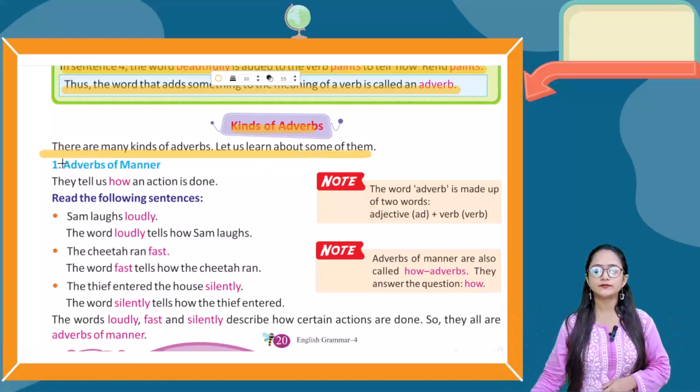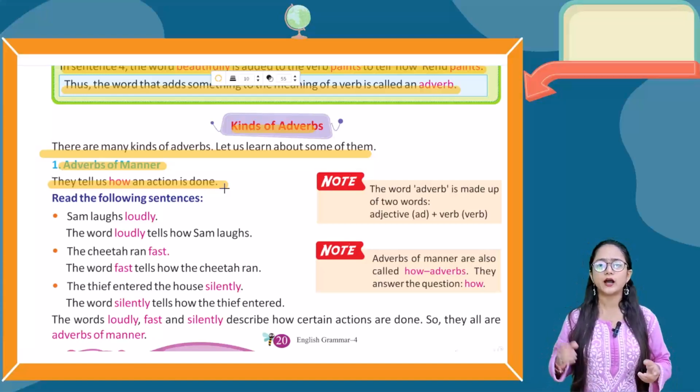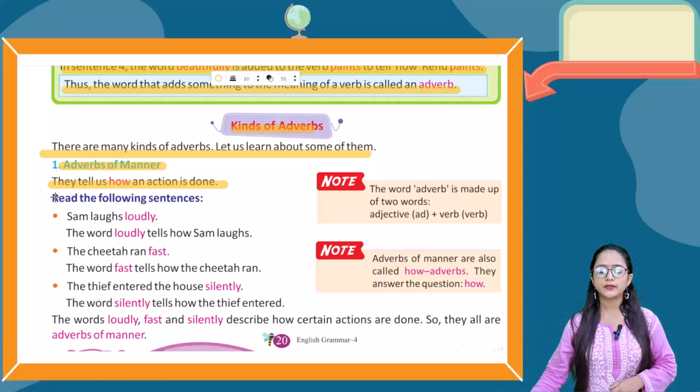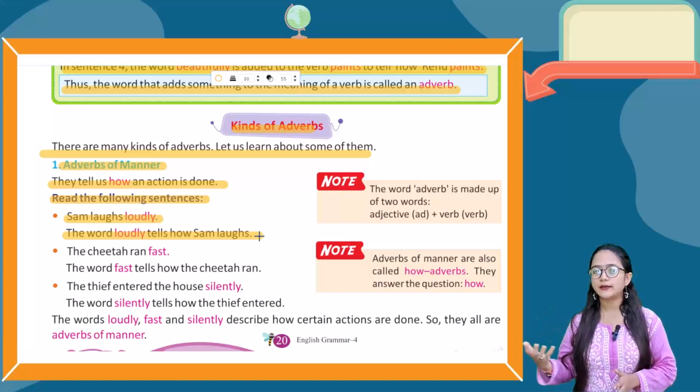The first one we're going to talk about is the adverb of manner. They tell us how an action is done. Now read the following sentences. Sam laughs loudly. The word loudly tells how Sam laughs.